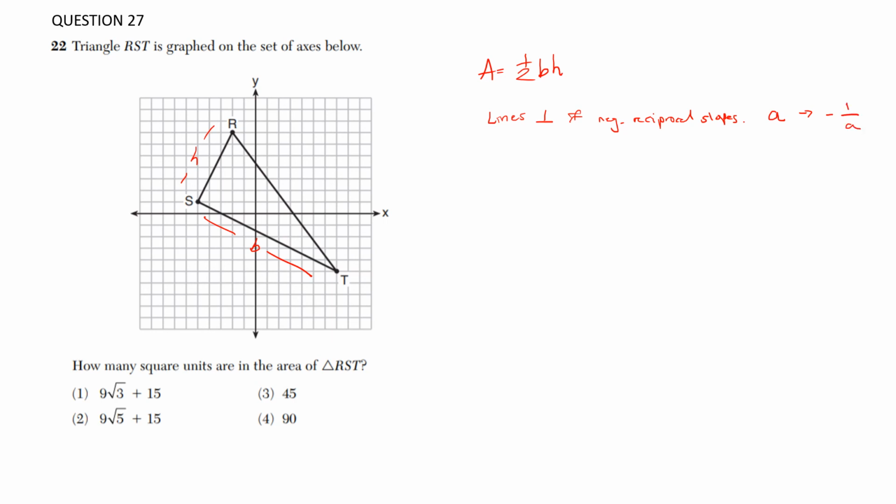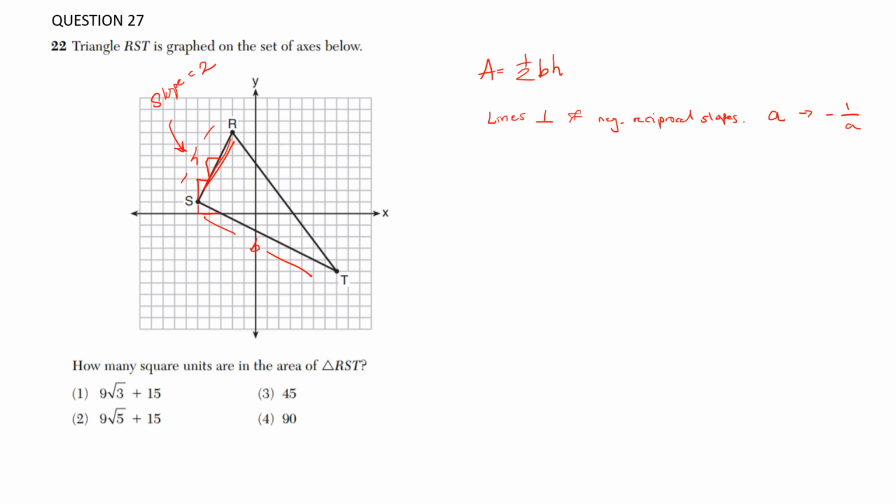Let's check that real quick. In the segment RS over here, it looks like we go up 2 units over 1, up 2 units over 1. So this has the slope of 2. Let's check ST, that segment ST. It looks like we go down 1 over 2, down 1 over 2.